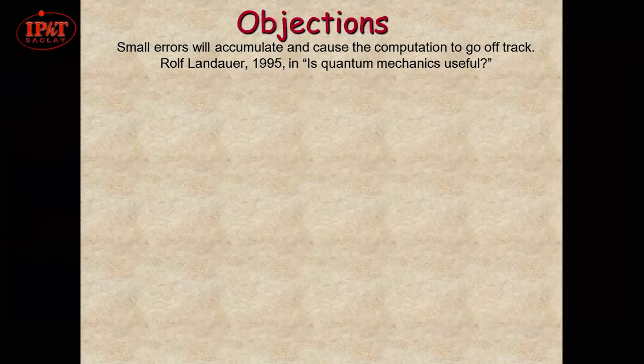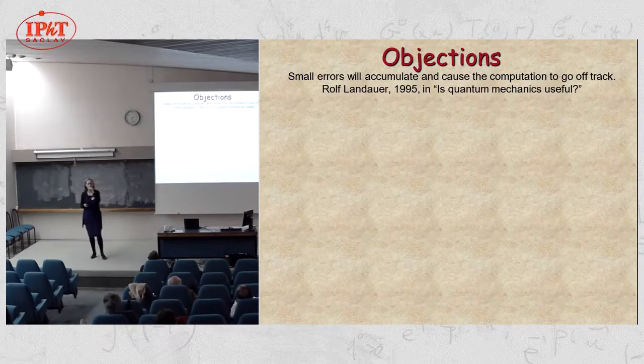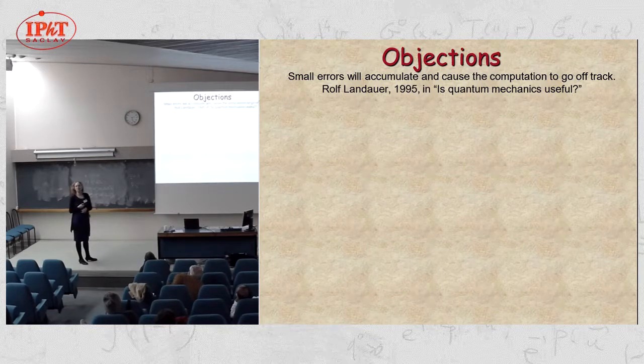In particular, in the beginning, Shor's algorithm was already out there in '95. I think Shor did his work in '94, even perhaps '93. There was a large amount of criticism: yes, maybe this is all great, but it will never work. In particular, Rolf Landauer, a very big critic of quantum computation at IBM, said small errors will accumulate and cause the computation to go off track. And there is a certain point to it.